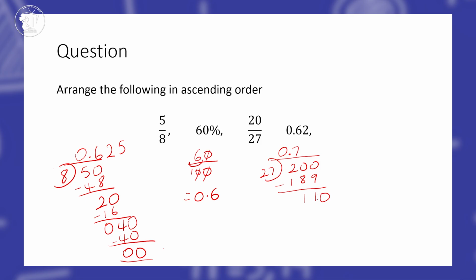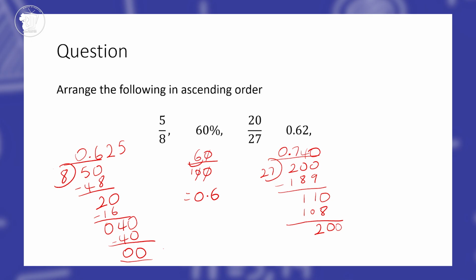27 can go into 110 4 times. 27 times 4 would give you 108. And we subtract that, we will have 2. And we add a 0 to continue. Of course, 27 cannot go into 20, so we add another 0. Because we add another 0, we must add another 0 at the top here as well. Because we are only at 4, we can only add 1 0 to continue. We cannot add 2 0s. If you add another 0, you have to add that 0 at the top as well.